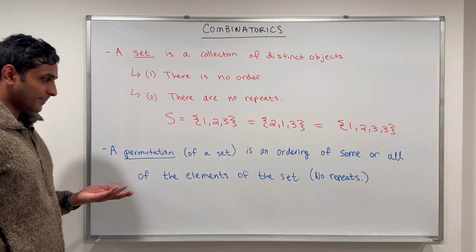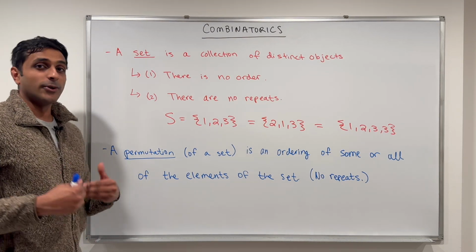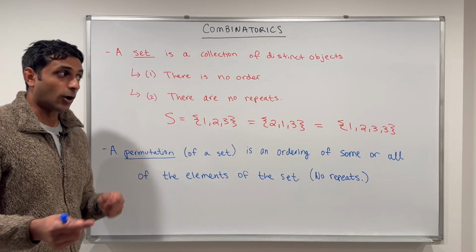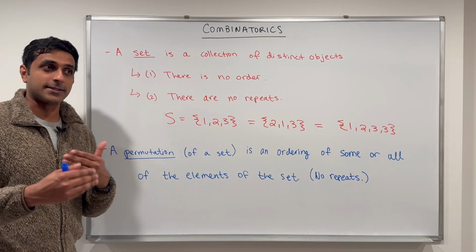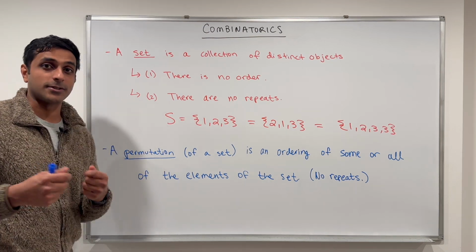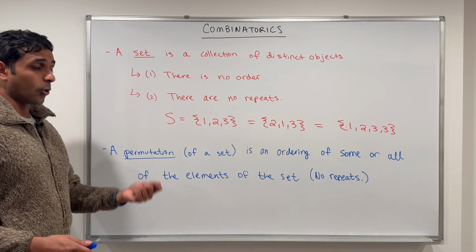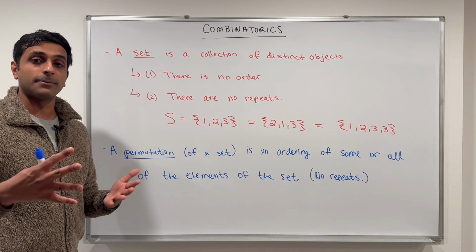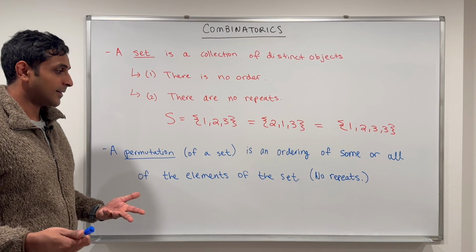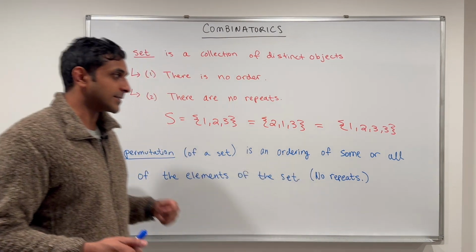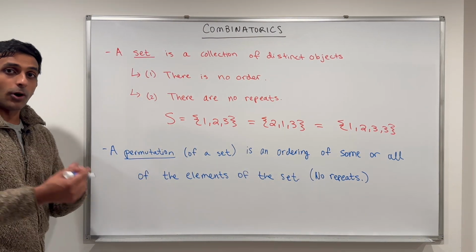A permutation of a set is an ordering, and already we're different than a set, right? Because a set does not have an order, a permutation does. So a permutation is an ordering of some or all of the elements of a particular set. Okay, and again, there are no repeats allowed. So you could order all of the elements if you want.